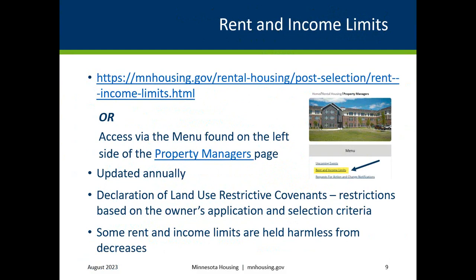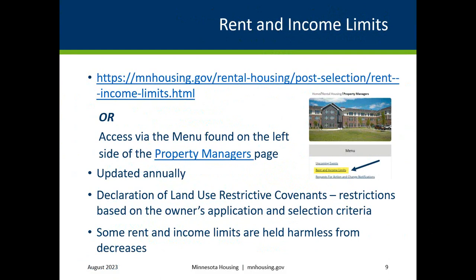Check your selection documents and ultimately your legal documents carefully for the specific rent and/or income restrictions for the loan or loans that financed your property. For recently closed deferred loans, rent and income restrictions are stated in Addendums 1 and 2 of the Declaration of Land Use Restrictive Covenants. For older deferred loans, restrictions may be in a declaration, or they may be in a repayment agreement and mortgage or a regulatory agreement.